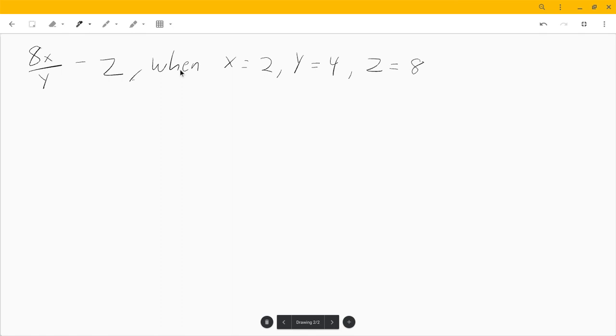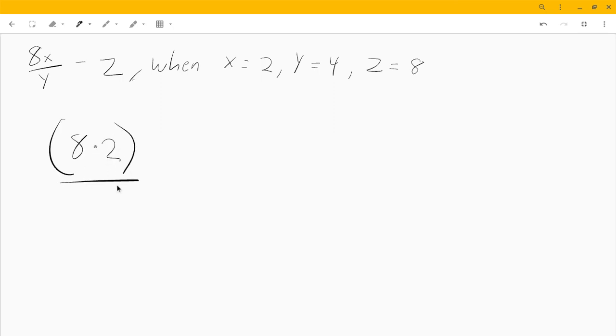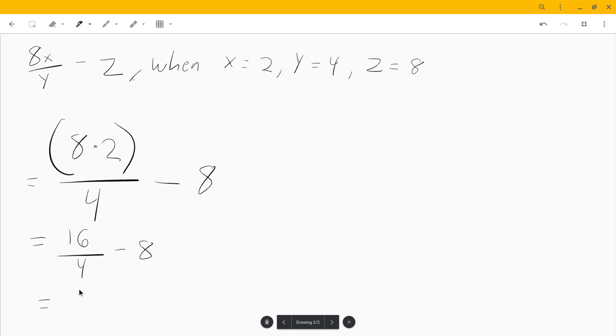Okay, I'm back. Sorry. So once again, we just substitute x for 2, y for 4, and z for 8. So if we do 8 times x, so 8 multiplied by 2, we're left with 8 times 2 divided by, well, y, what is y? Y is 4. And then we subtract z. Well, in this case, z is 8. So we subtract 8. 8 times 2 is 16. Divide that by 4 minus 8. 16 divided by 4 is just equal to 4. So we get 4 minus 8, which is equal to negative 4.